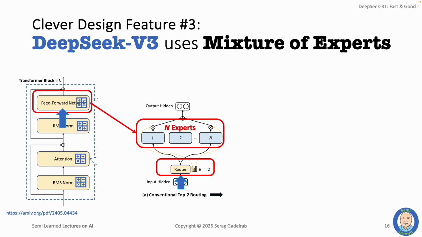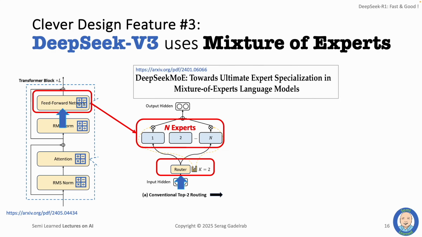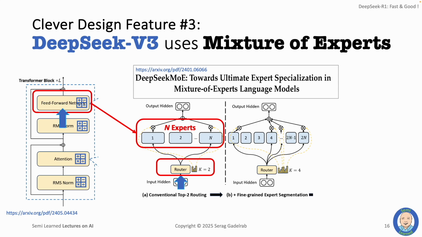The DeepSeek team published their solution to this problem in January 2024, and it was a small 7 billion parameter model which they called DeepSeek MOE or DeepSeek Mo. They divided up the feed-forward network more finely. Instead of a traditional 16 experts, they used 64 smaller experts. This allowed each expert to train better for a smaller task.